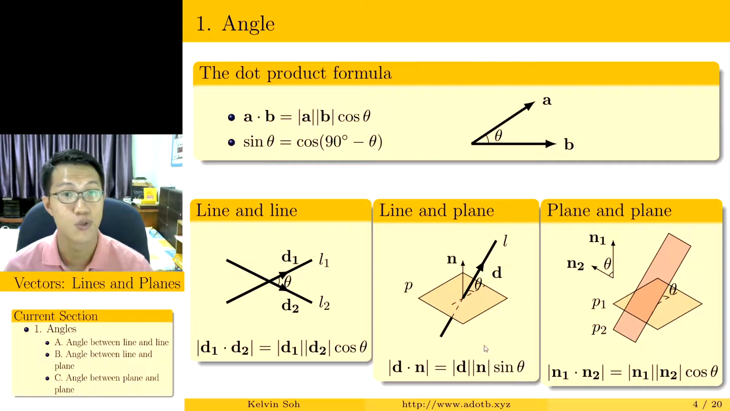So to summarize, for this section about angles, the basic idea is to use the dot product formula, a dot b equals mod a mod b cosine theta, and we use our direction vector for lines and normal vector for planes. The one case we have to be a bit careful about is the case between line and plane. So one way we can tackle that is to change our cosine function to a sine function.